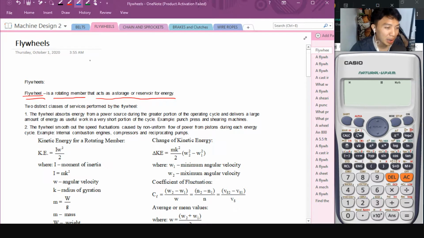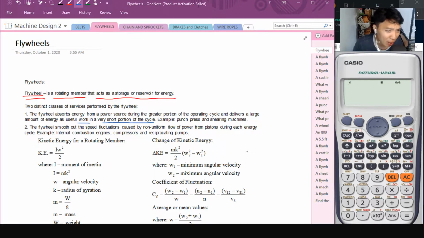So, there are two distinct classes of services performed by the flywheel. Number one, it absorbs energy. Hindi lang siya nag-i-store ng energy, it absorbs yung energy na yun for storage. And then, from a power source, like a machine, through the shaft, through the flywheel, during the greater portion of the operating cycle and delivers a large amount of energy as useful work in a very short portion of the cycle. So for startup, nakakatulong yung storage of energy ng flywheel.